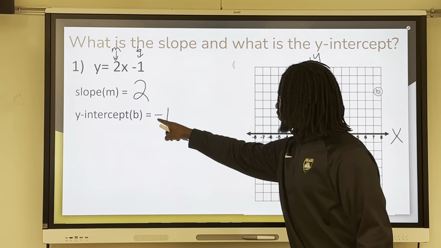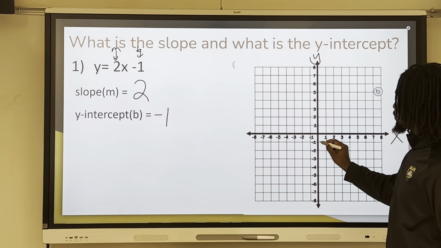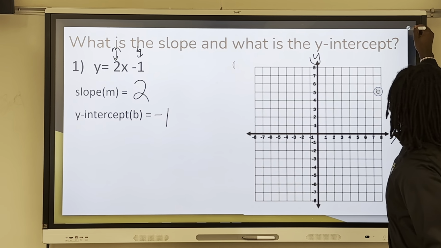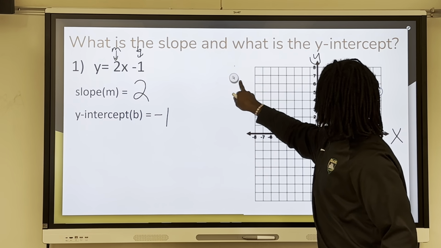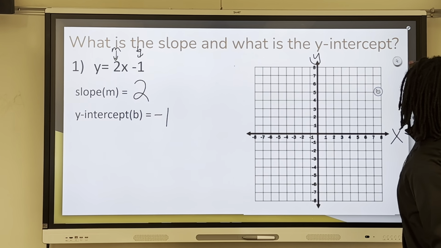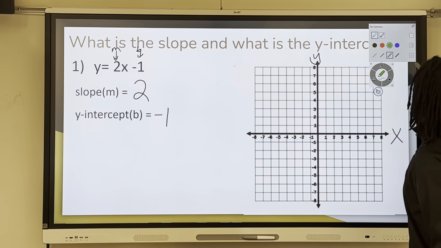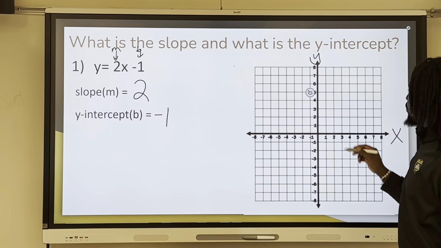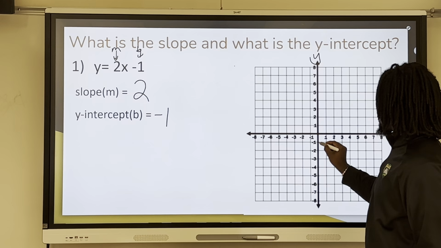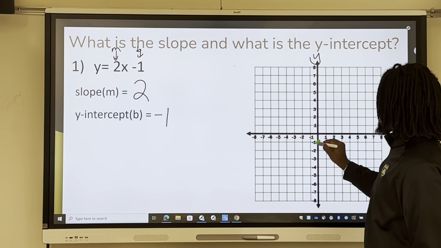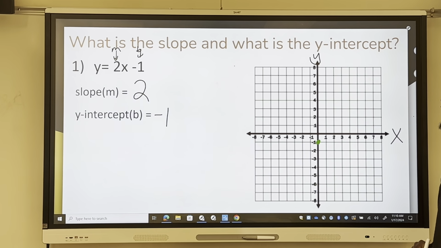So let's look at that. The y-intercept is -1. So what I'm going to do is start at the origin. Then I'm going to go down to -1. And let me change my color so that you can see this. All right. Okay, so I'm going to start here, and this is -1, as the y-intercept. So that's my first dot goes there.